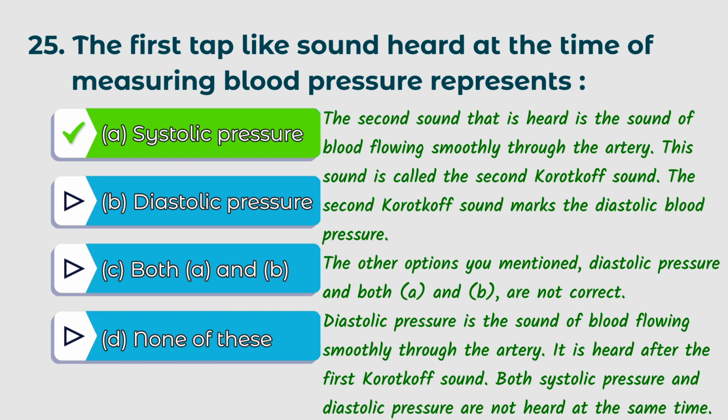The other options mentioned, diastolic pressure and both A and B, are not correct. Diastolic pressure is the sound of blood flowing smoothly through the artery. It is heard after the first Korotkoff sound. Both systolic pressure and diastolic pressure are not heard at the same time.